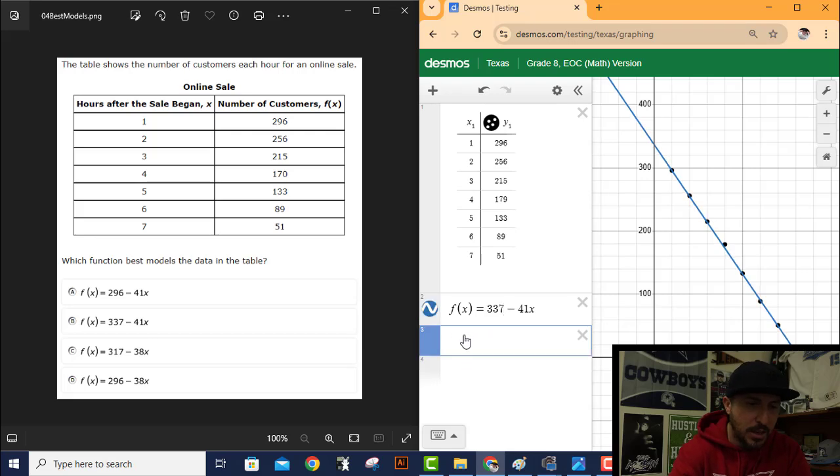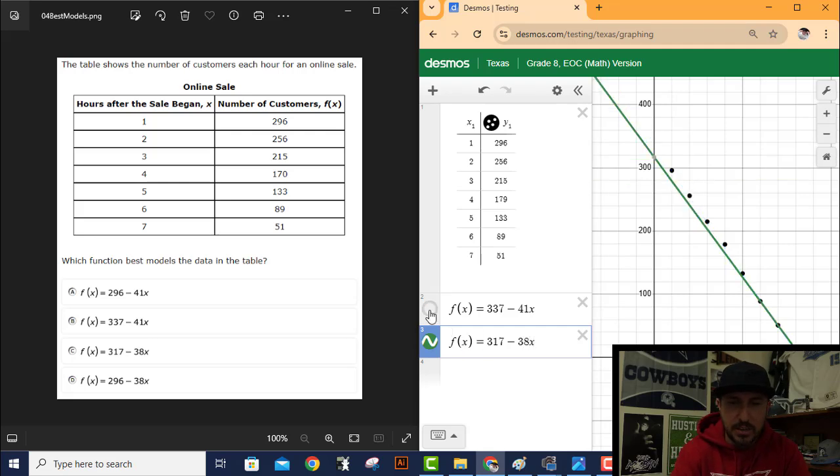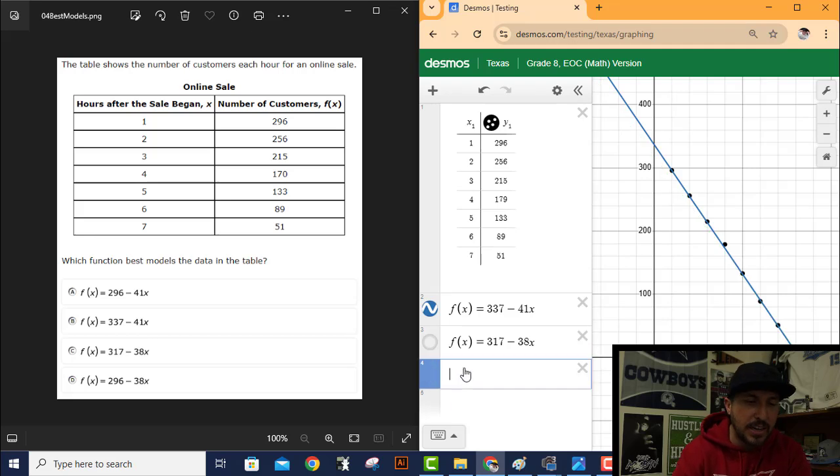Let me put choice C in. F of x equals, oh my gosh, 317 minus 38x. Here's choice C. Is choice C better than this guy? No, he's not. I mean, he's close, but he's not. The blue is touching way more dots. So green can get out of there.